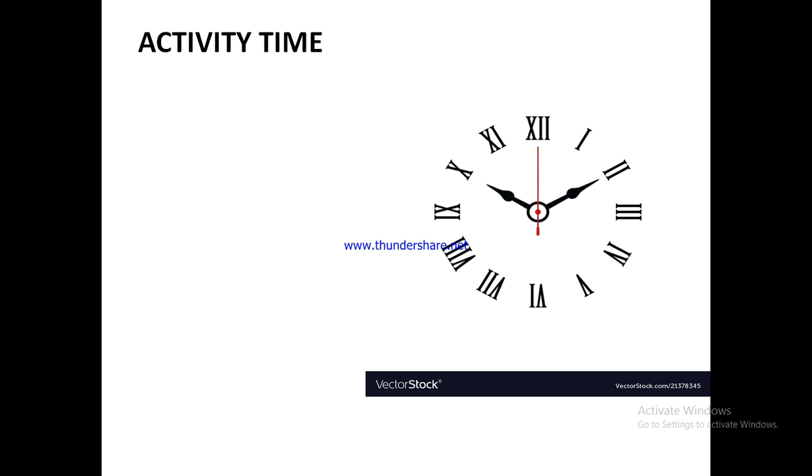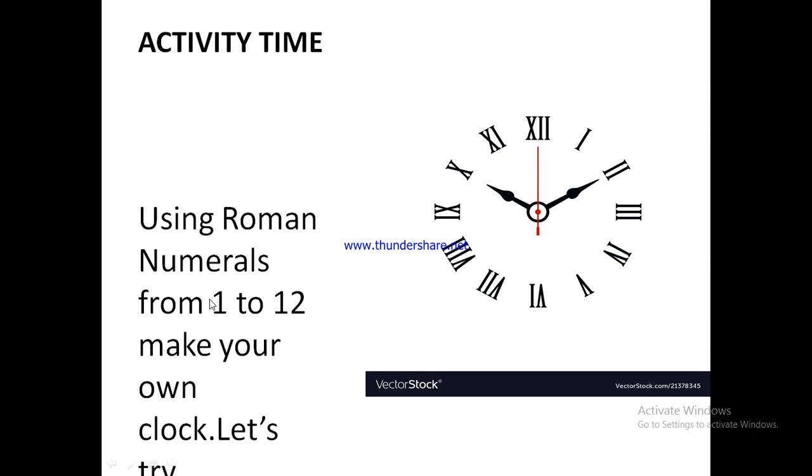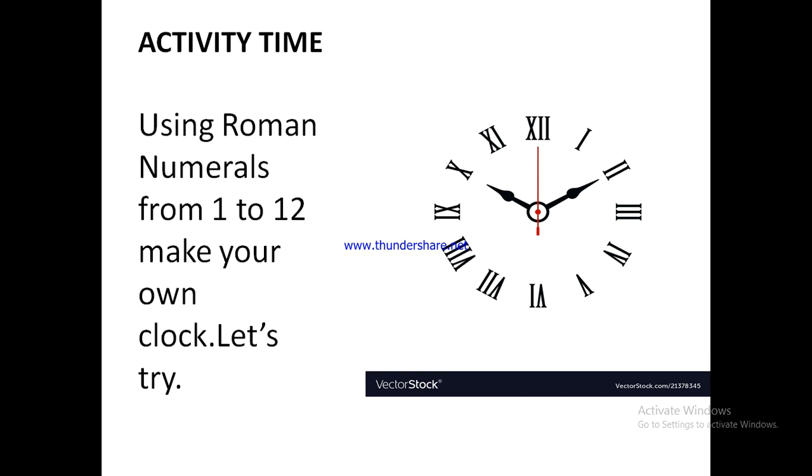Children, it is activity time. So what we are going to do, you can see a clock and the Roman numerals are given in place of Hindu-Arabic numerals. So you are also going to make your own clock using Roman numerals from 1 to 12. Will you try? Yes, you have to.